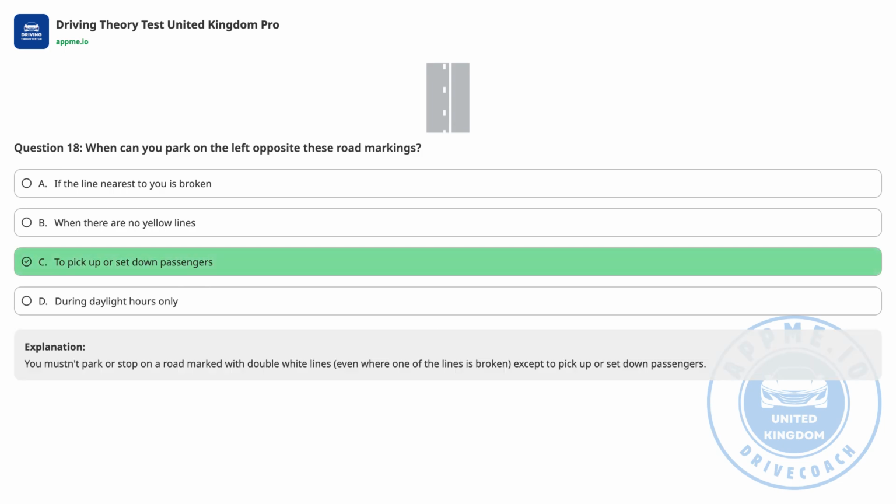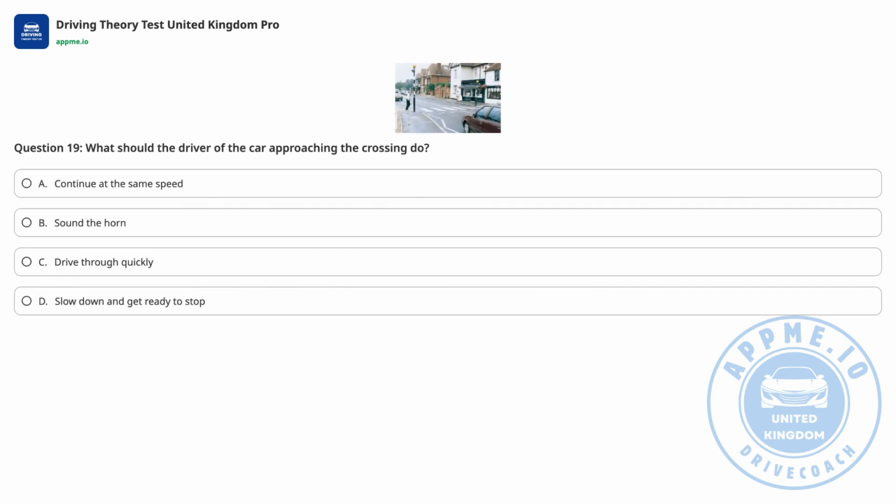The correct answer is C. Question 19. What should the driver of the car approaching the crossing do? A. Continue at the same speed. B. Sound the horn. C. Drive through quickly. D. Slow down and get ready to stop.